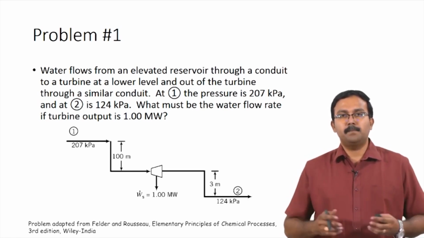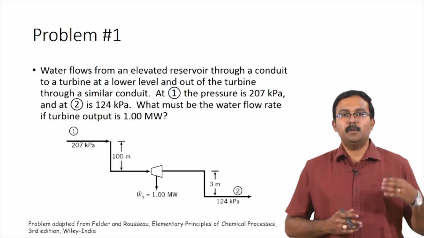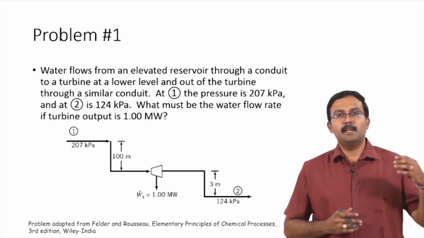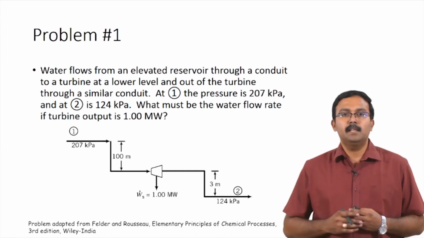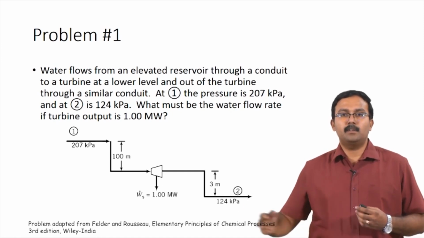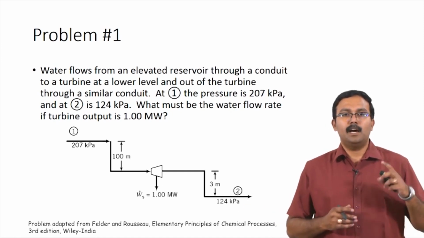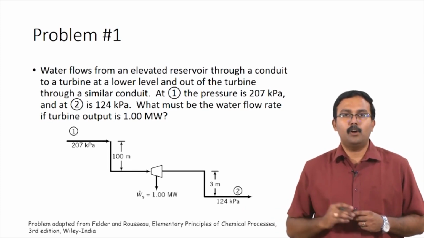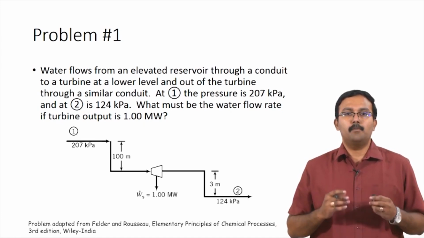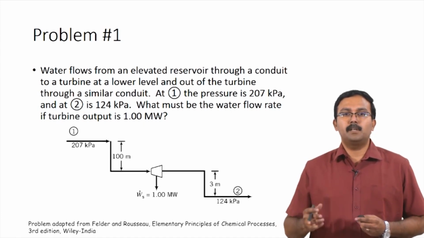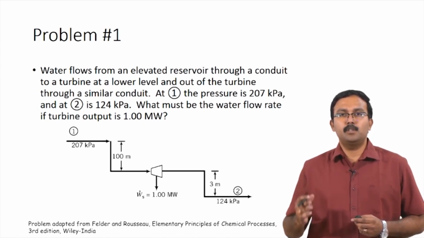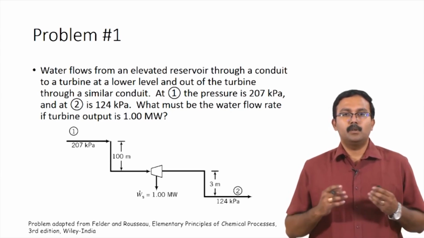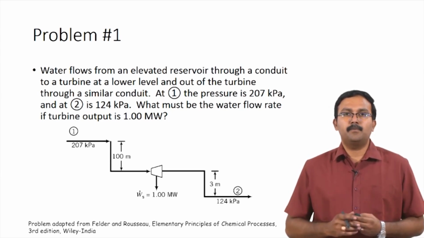So, the setup is given. You have point 1, which is at an elevated level. From here the water flows down to the turbine and then it again falls to the second point. So, you have an initial drop of 100 meters and the second drop is 3 meters. You have also been given that the shaft work is 1.00 megawatts. Having this information, let us perform the mechanical energy balance calculations.